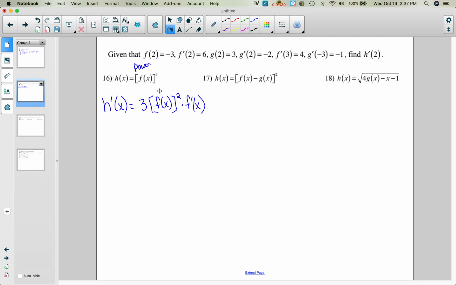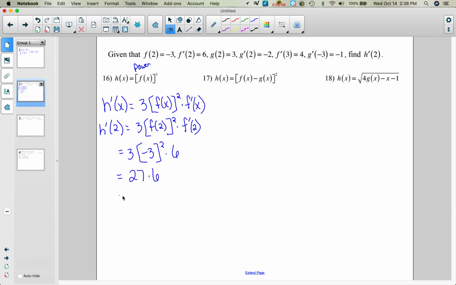Now, I want to find h prime of 2. So now I can just plug in a 2, and look up at the values that they gave me. So f of 2 is -3, and we're going to square that. F prime of 2 is 6, so 9 times 3, 27 times 6, okay, 162.